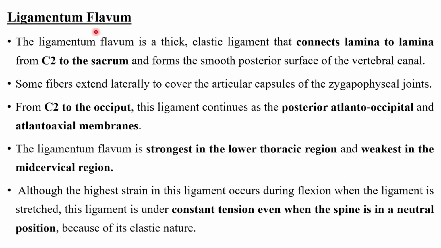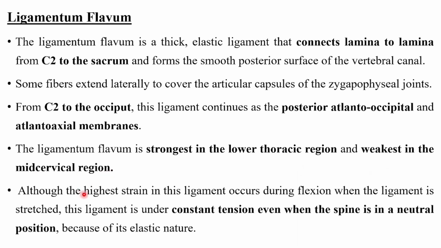Next ligament is your ligamentum flavum. The ligamentum flavum is a thick elastic ligament that connects lamina to lamina from C2 to sacrum and forms the smooth posterior surface of the vertebral canal. Some fibers extend laterally to cover the articular capsules of the facet joints. From C2 to occiput, this ligament continues as the posterior atlanto-occipital and posterior atlanto-axial membranes. This ligamentum flavum is strongest in the lower thoracic region and weakest in the mid-cervical region.